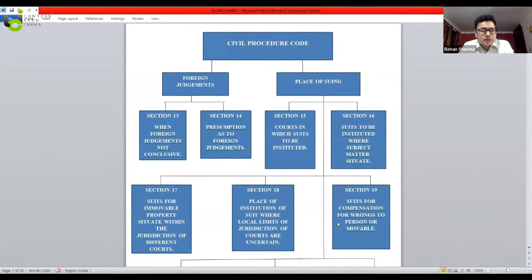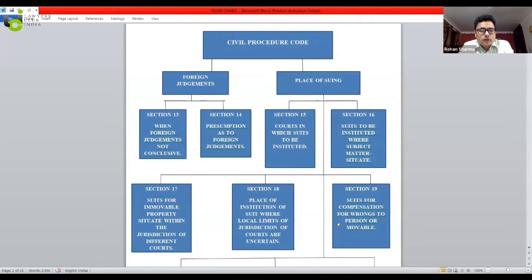Next specific sections, before we come to place of suing, two sections which I would like to touch upon are cases relating to foreign judgments. Any judgment which has been passed by a competent court of a foreign judicature, in what cases will it be applicable in the courts of India, in which cases these judgments will not be applicable.